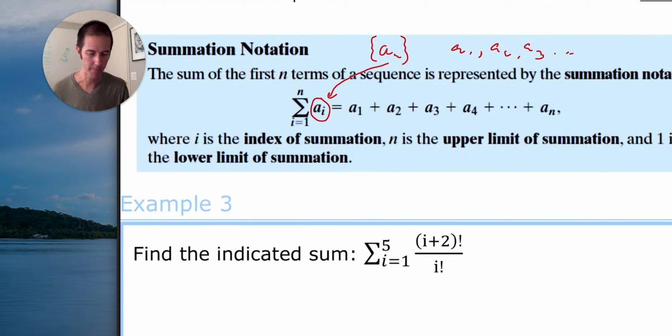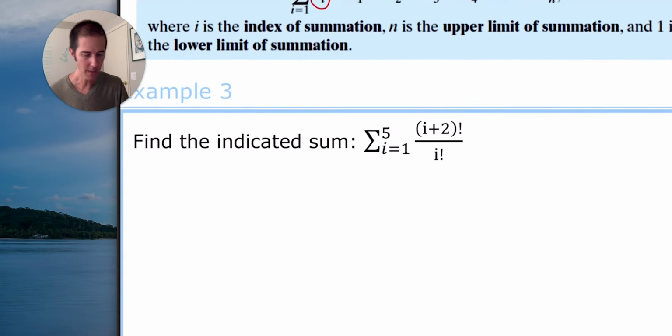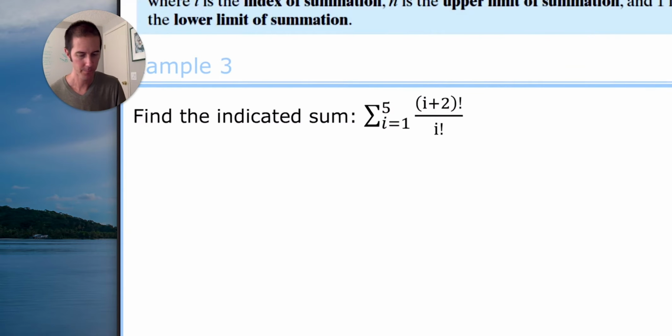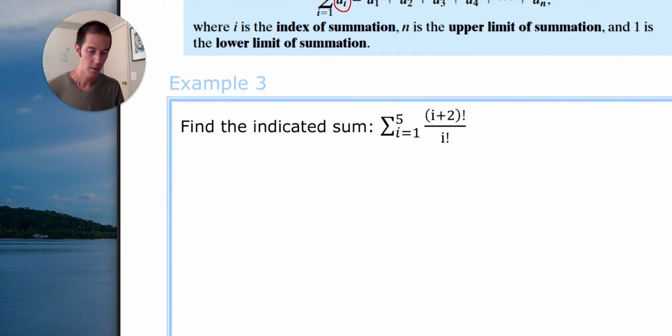Let's give it a shot. Find the indicated sum. How many things are we going to be adding together here? We're going to have an i value of 1, and then an i value of 2, and then 3, and then 4, and then an i value of 5. So we're going to have 5 terms. There we go.